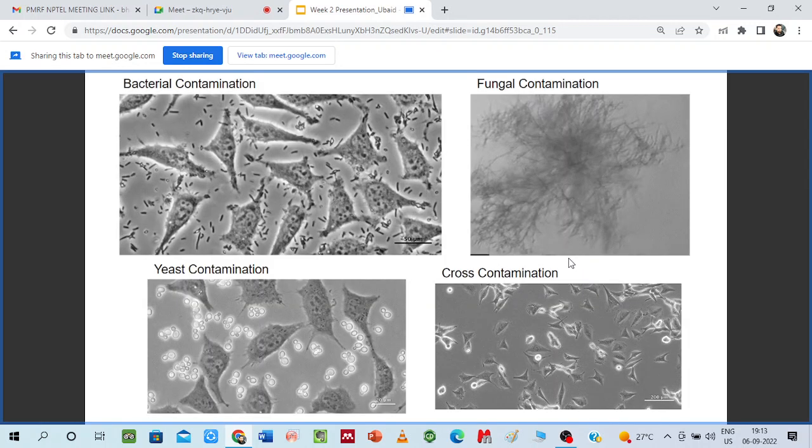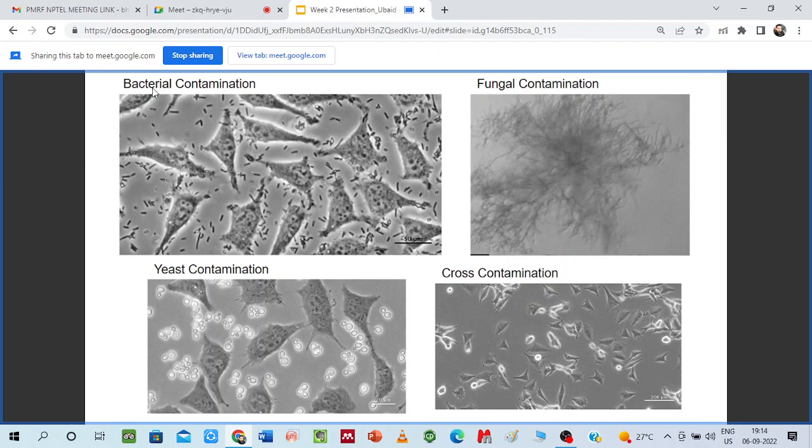As I already said in the previous lecture, in case of various types of contaminations, if there is a change in color of your media, there may be chances of contamination in your cell culture plates or cell culture flasks. What are the different types of contaminations? I will explain in this slide.